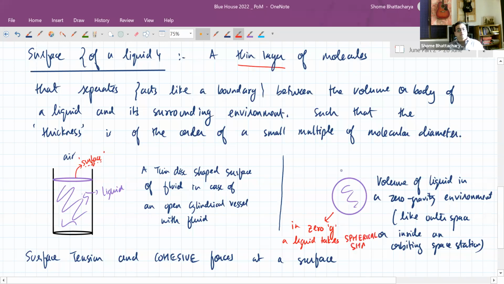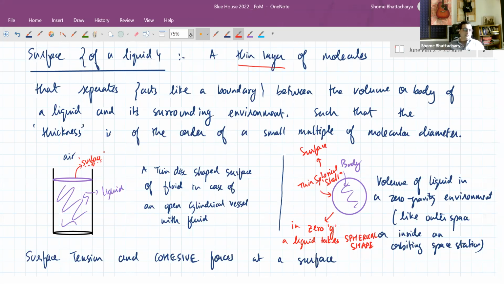And the body of fluid is separated from its environment through a thin spherical surface. So it's like a thin spherical shell. So that is the surface. Okay, so these are two physical examples of a surface of a liquid.